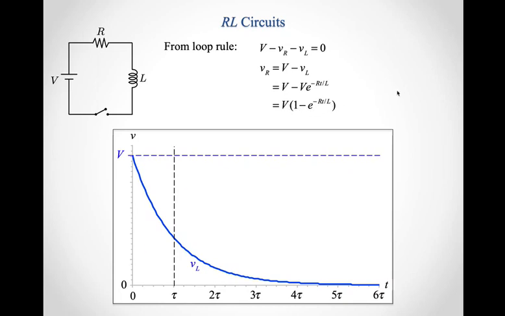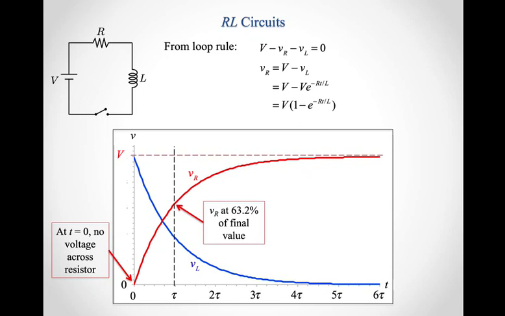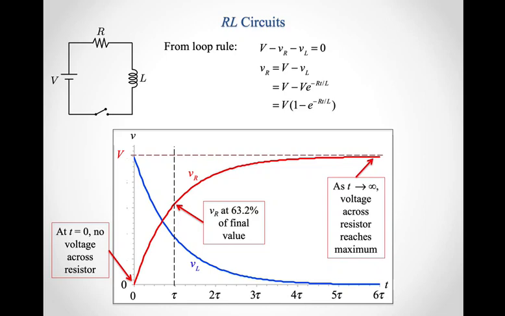What I see here is that the voltage across the resistor increases. So it starts at 0. Initially, there's no voltage across the resistor because there's no current in the circuit. But as the current begins to build up in the circuit, more and more current flows through the resistor, which means the voltage drop across the resistor increases. After one time constant, it's up to 63.2% of its final value. And then as T approaches infinity, the voltage across the resistor reaches its maximum value, which again happens to be the voltage of the battery.